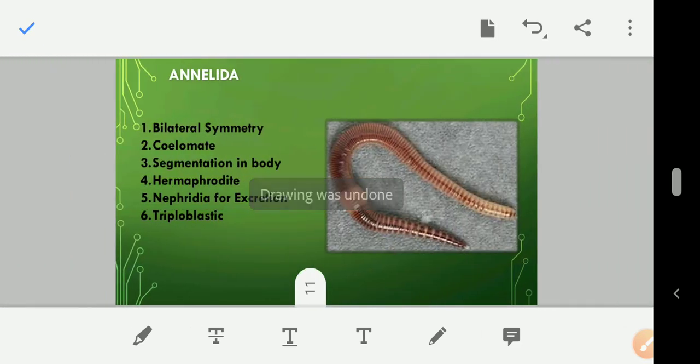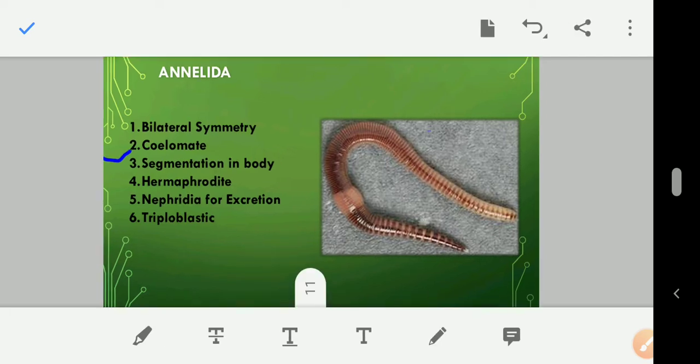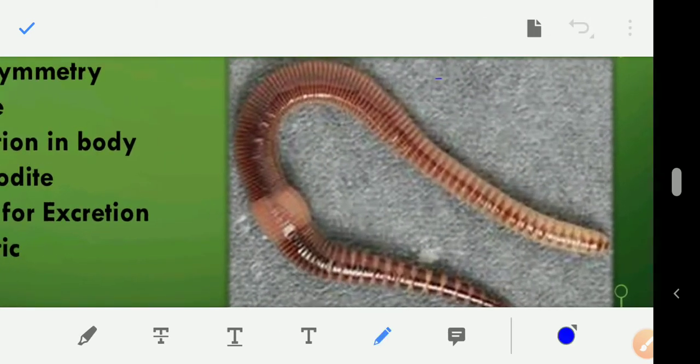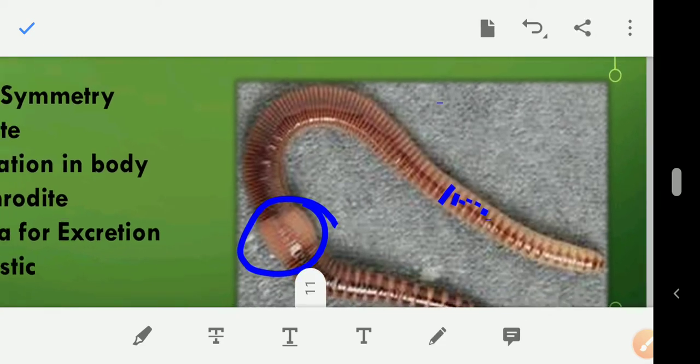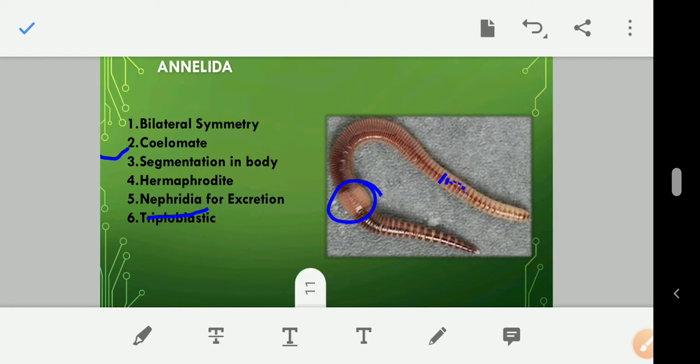Our next phylum is Annelida. Bilateral symmetry, triploblastic, these two are very clear. Coelomate means true body cavity is there. The entire body has body segments. Look here, small segments are there. This region is known as clitellum. They have a specific body part called nephridia for excretion. And yes, hermaphrodite, both male and female are present on the same body.